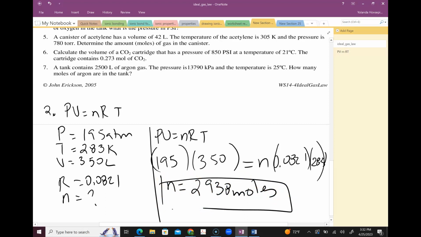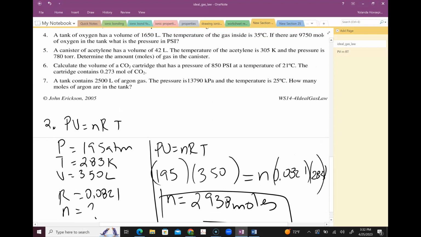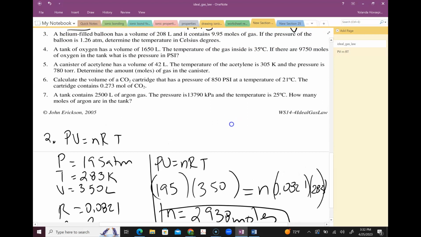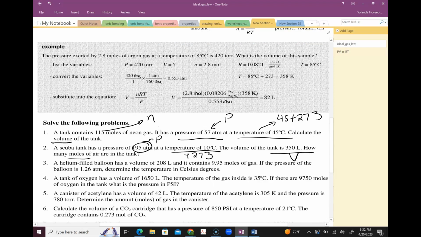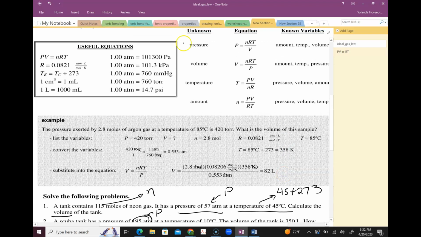You just plug in and make sure that you have the right units, and after you plug in, you just go ahead and isolate. You can go ahead and isolate the variable prior to plugging in, like this. So you can do that in advance and then plug in. It's up to you. It really doesn't matter.